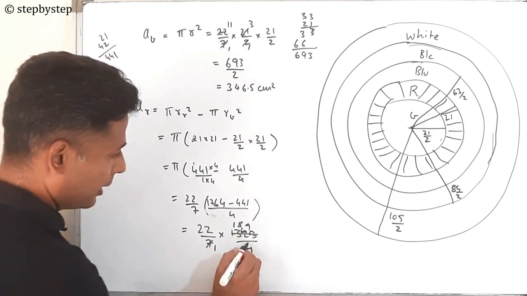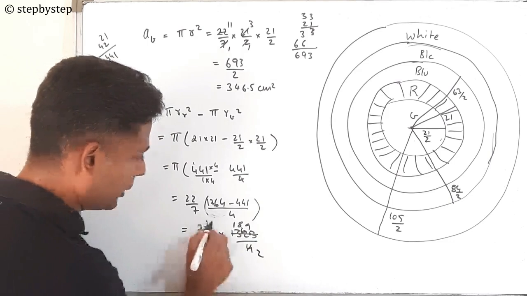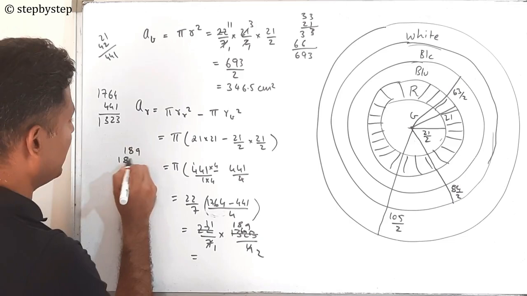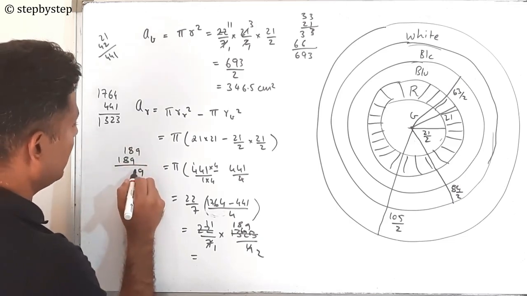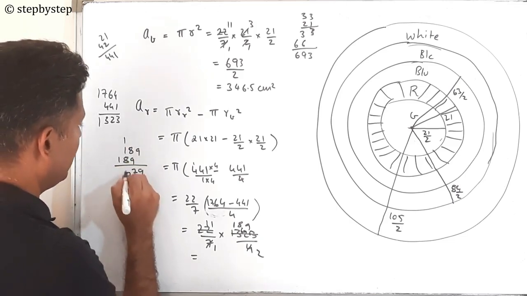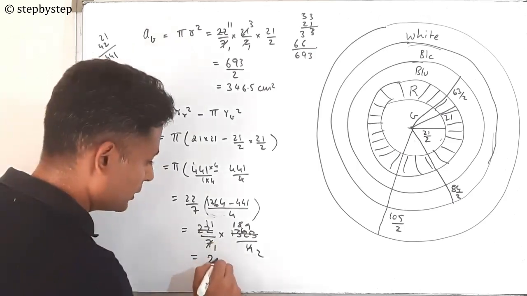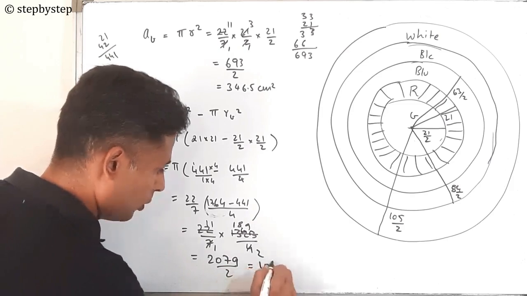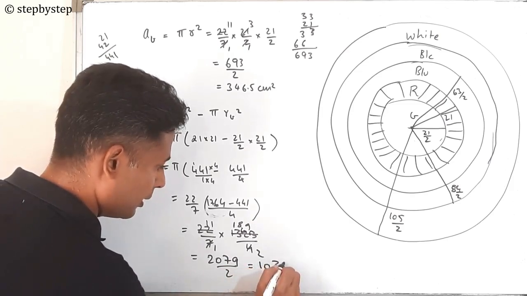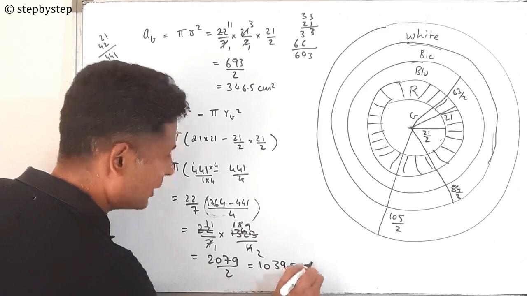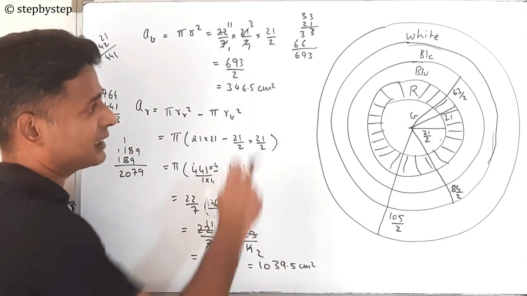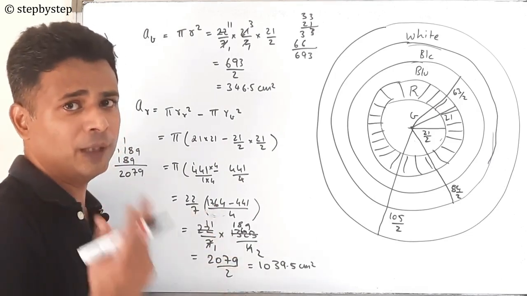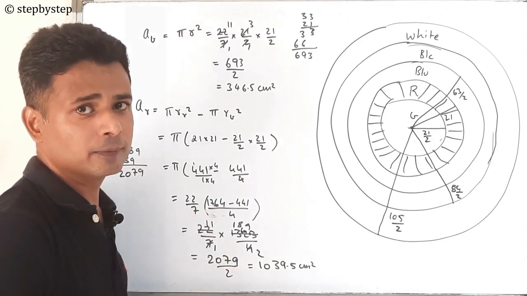I get 189. And 2 2s are 4, 2 11s are 22. So what do I get? 11 into 189, which is 2079/2, which is equal to 1039.5 centimeter square. Don't forget to write the units correctly. Unit of area is centimeter square or meter square, and so on.